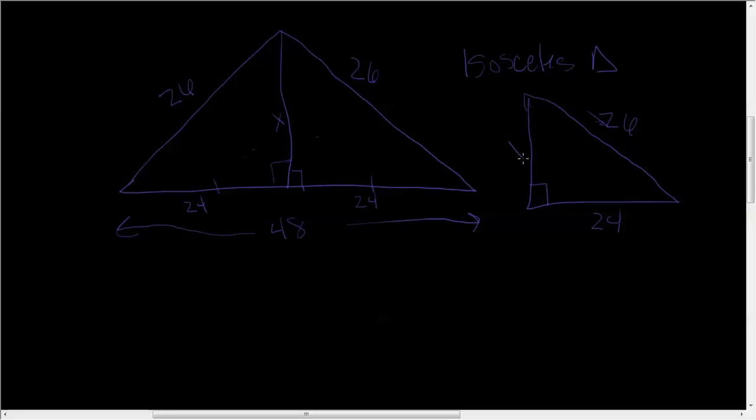So I'm going to use the Pythagorean theorem to figure it out. I have x squared plus 24 squared equals 26 squared, because 26 is my hypotenuse. That has to be my c. x squared plus 576 equals 676. I'm going to subtract 576 from each side. So x squared equals 100, and the square root of 100 is 10. So x is equal to 10.